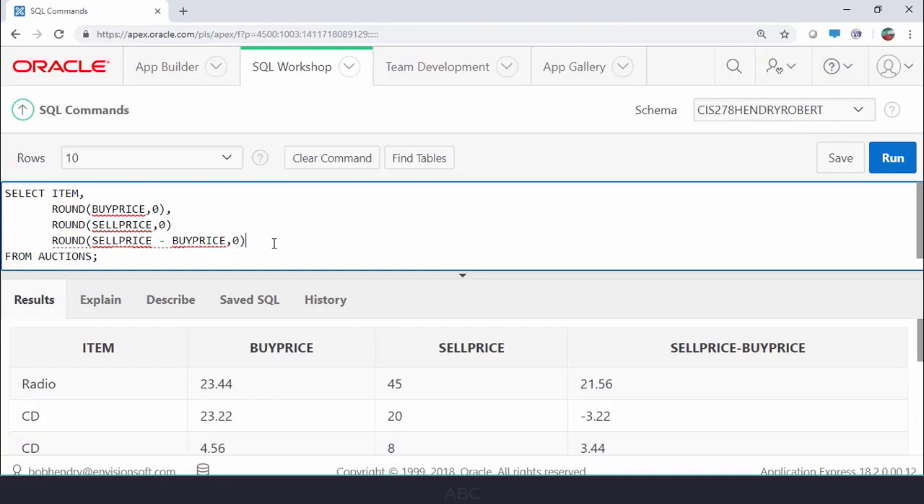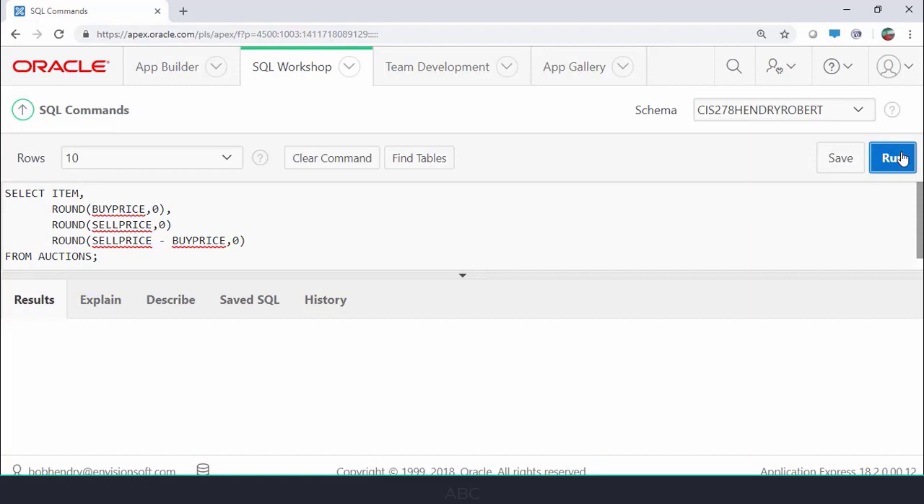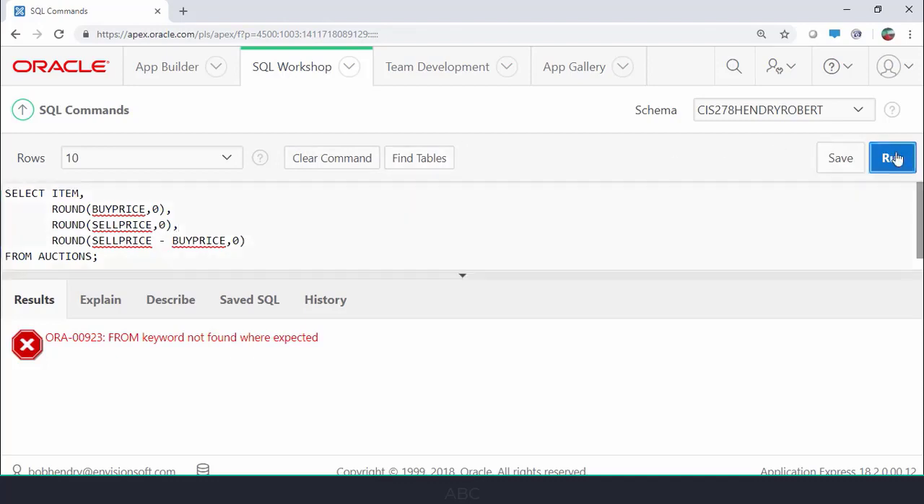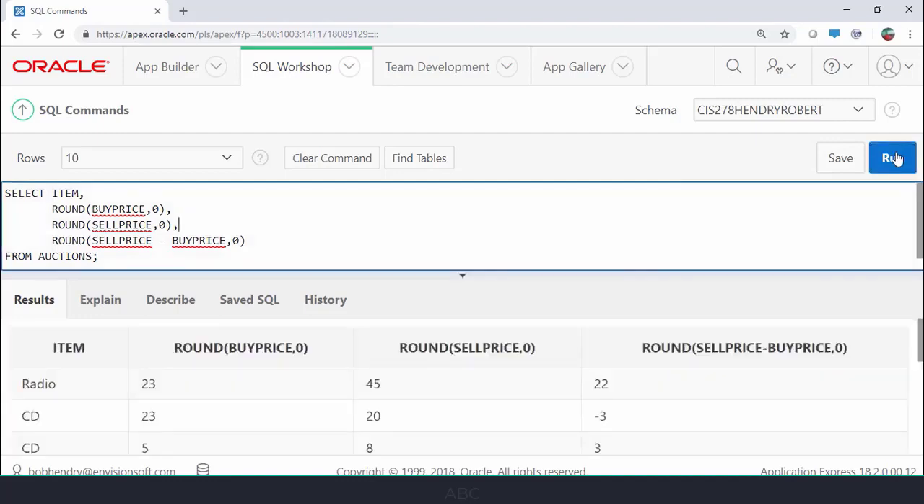So what this will do is it'll effectively just give me all of my result set without the decimals, rounding them. And, oh, I need a comma here. See, I missed it. Let me put in my comma and then do a run. There we go.